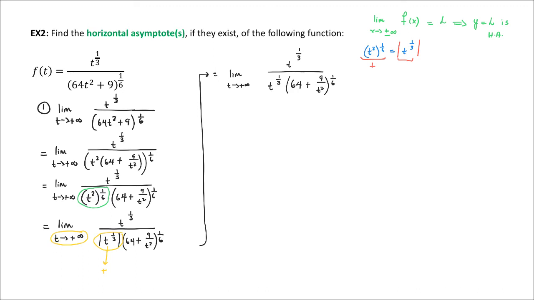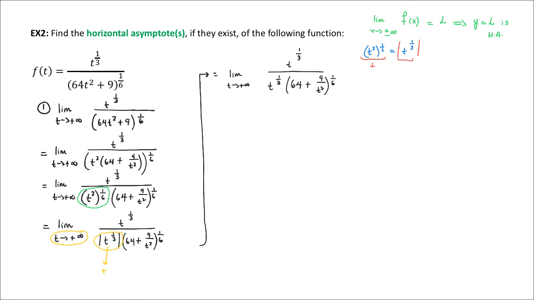However, when we actually do case number 2, that will be the opposite limit, the limit as t approaches negative infinity. We are going to remove the absolute value, but we're going to place a negative in place of the absolute value. All right, so that will be in case number 2.